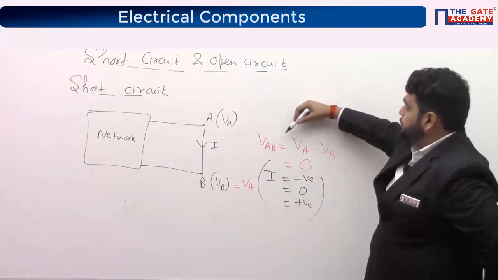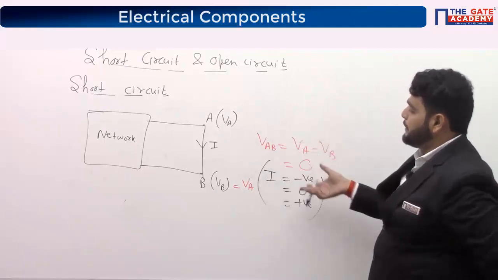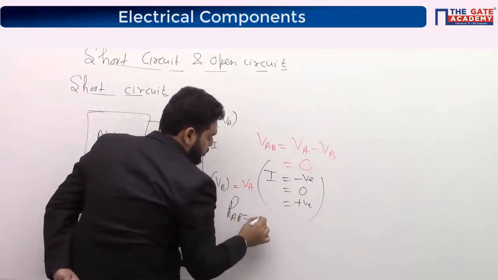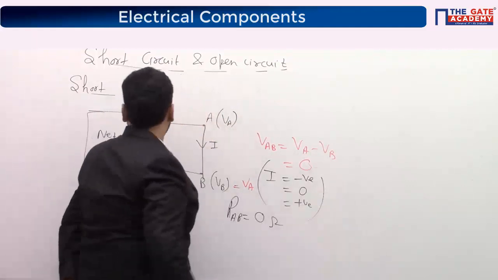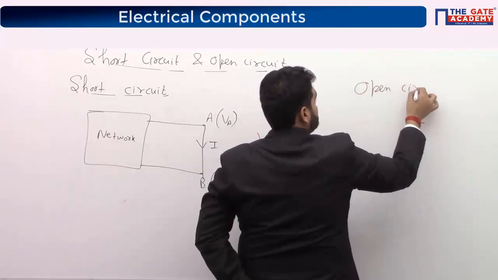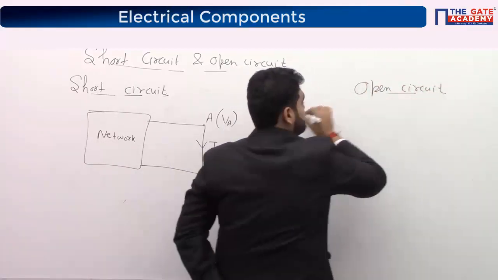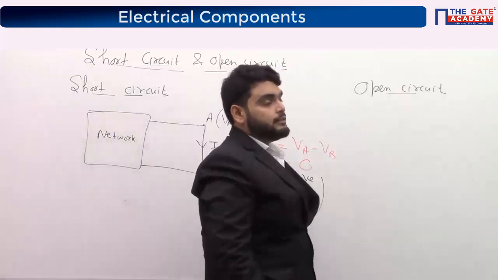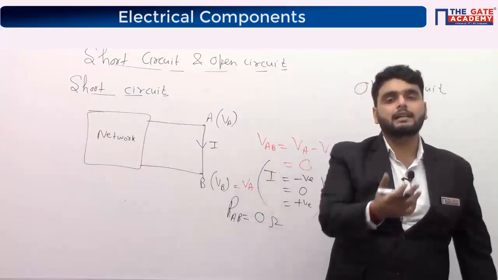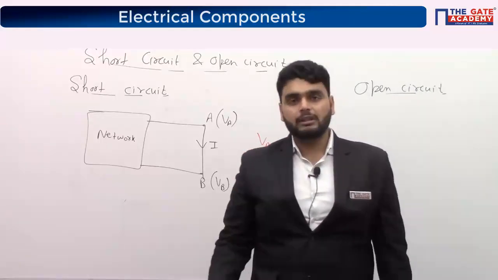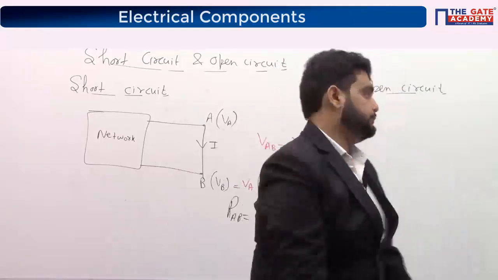So in a short circuit, the voltage difference is 0, current depends on the network, and resistance R_AB is equal to 0 ohm. Instead of infinite current, we can say a high amount of current. That is also an appropriate answer, but the most appropriate is that it depends on the network.